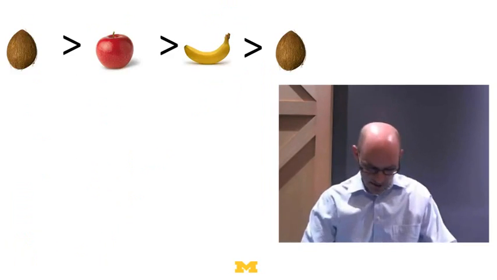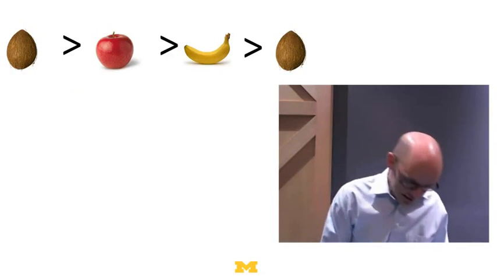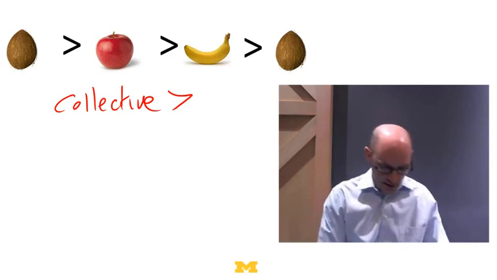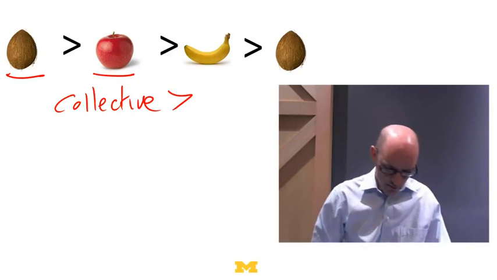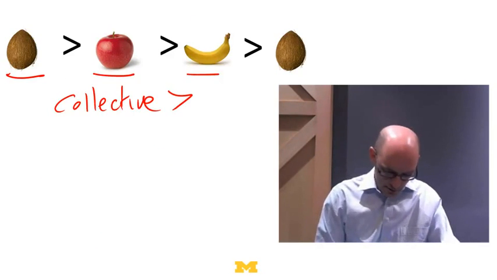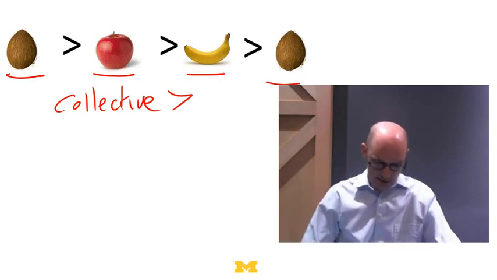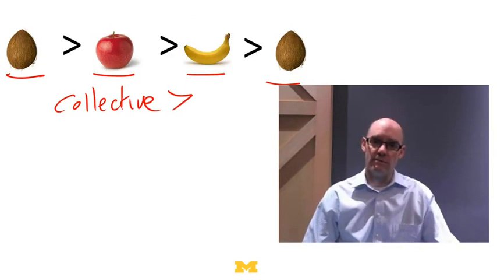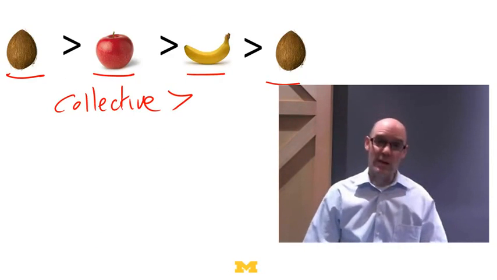Well, look at this. Here's what the collective preferences are. So we can write this as collective preferences. The collective likes coconuts more than apples, apples more than bananas, and bananas more than coconuts. That's irrational. That's not transitive.